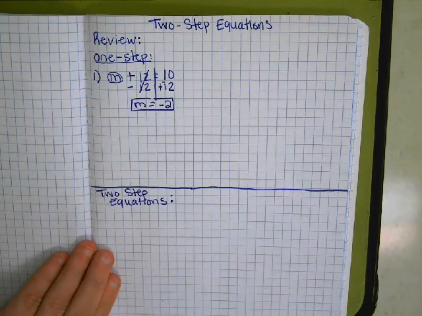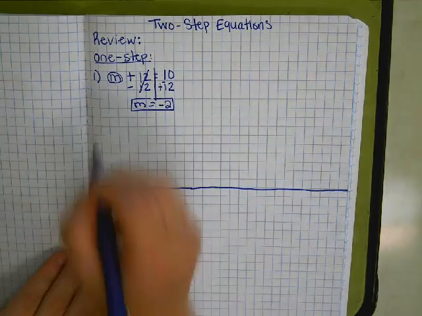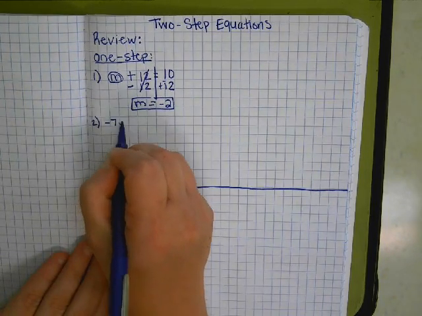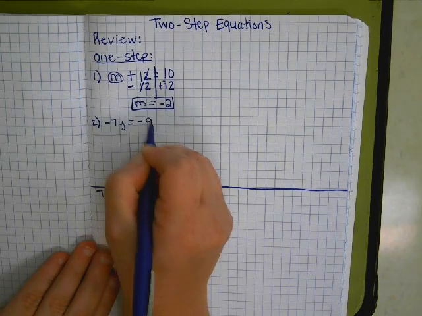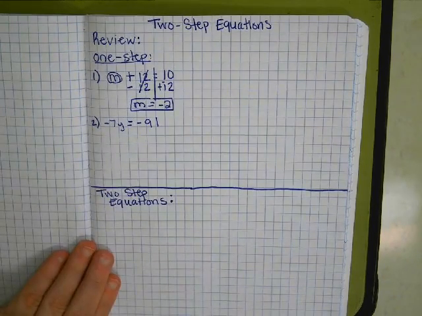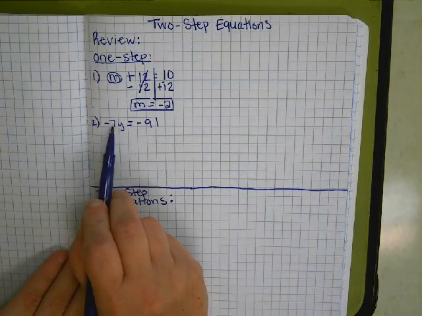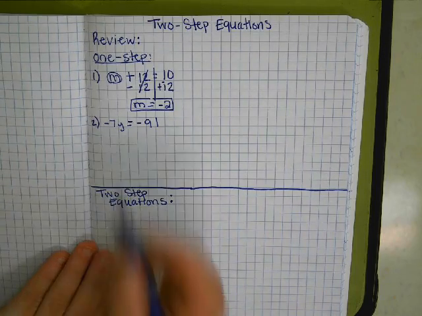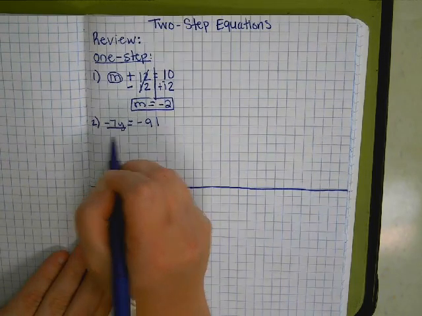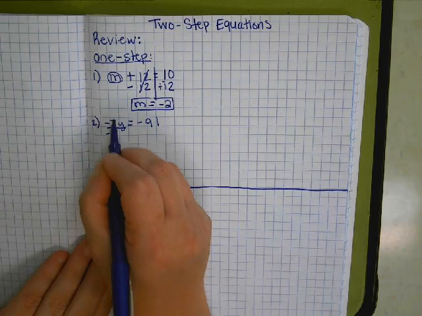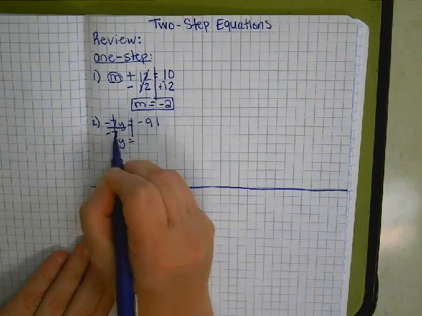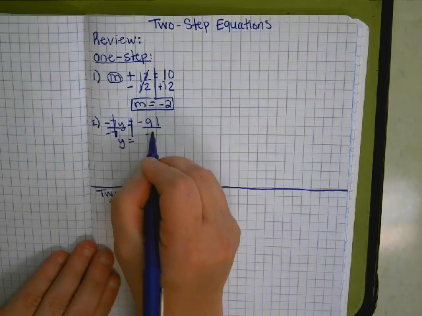Okay. Let's try another one. Negative 7y equals negative 91. A number and a letter touching means multiplication. To undo multiplication, we must divide. Negative 7 divided by negative 7 is 1. I'm left with y. But whatever I did to one side, I got to do to the other side.